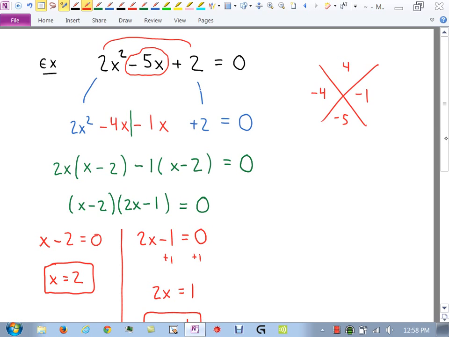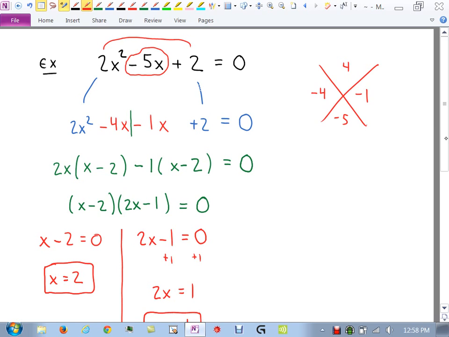I can check 2 real fast, but it'll be a mental. 2 squared is 4. 4 times 2 is 8. Okay, so I have an 8. What's negative 5 times 2? Negative 10. So I had 8, negative 10, that's negative 2, right? Plus 2 is 0. So it is true.